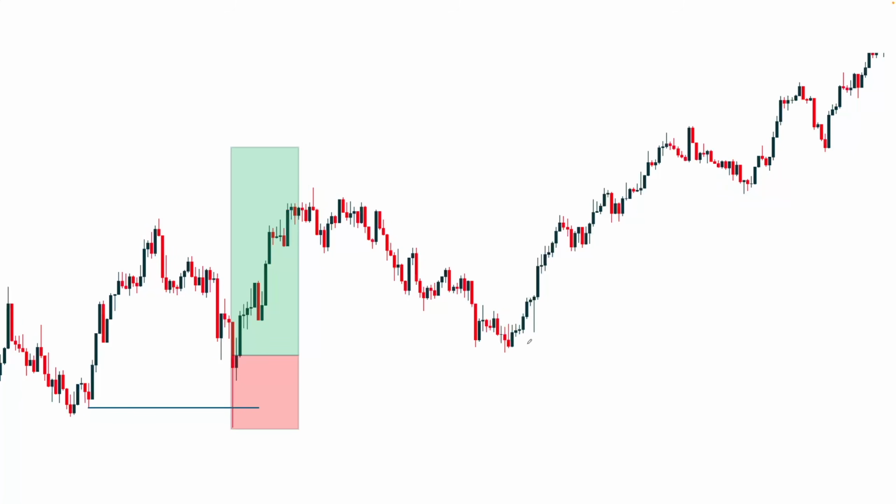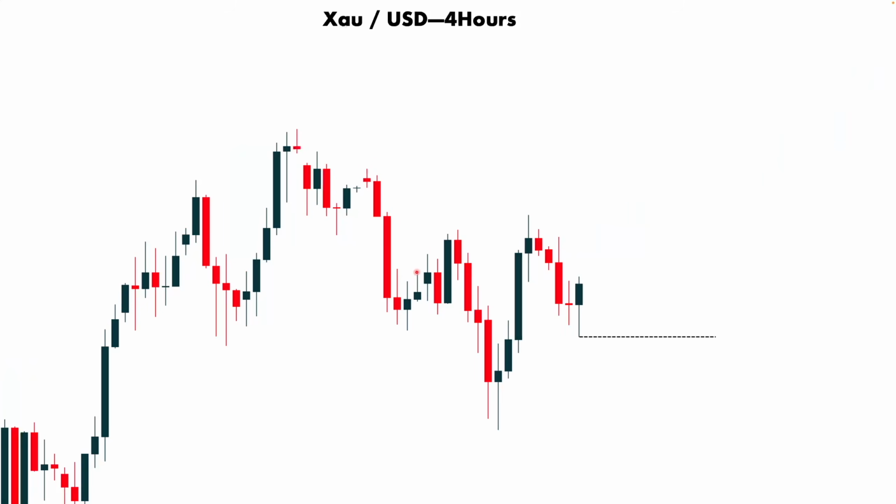So the only thing that you need to understand is to wait for an engulfing candlestick in the higher time frame. When you see that price is breaking below the low or the high of that engulfing candlestick, just look for a strong move. Let's look at another example. This is gold on the 4 hours time frame.